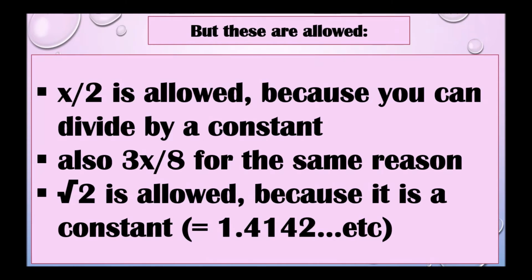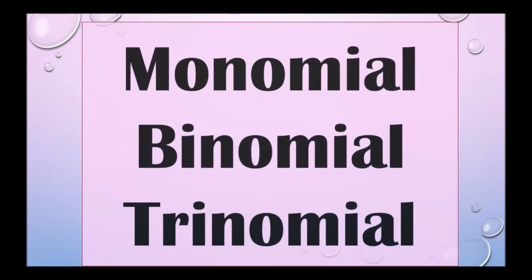But these are allowed. X upon 2 is allowed because you can divide by a constant. Also 3x upon 8 for the same reason is allowed. Root 2 is allowed because it is a constant that is equal to 1.41 and so on.